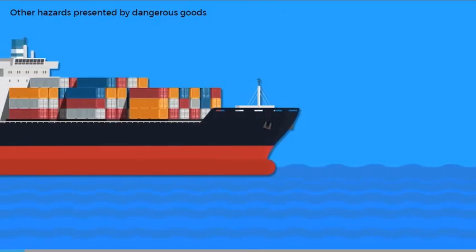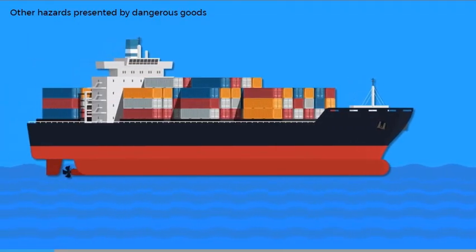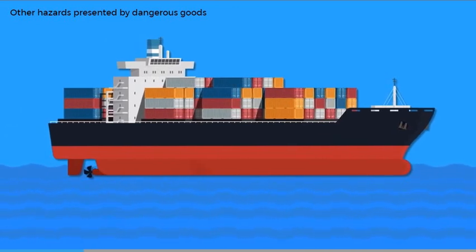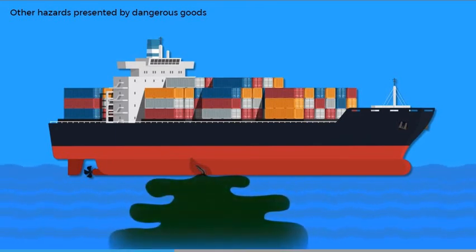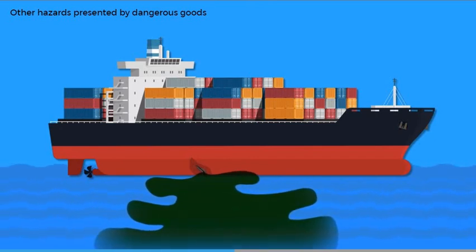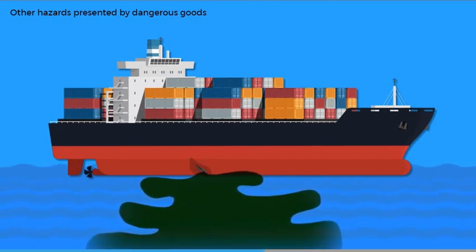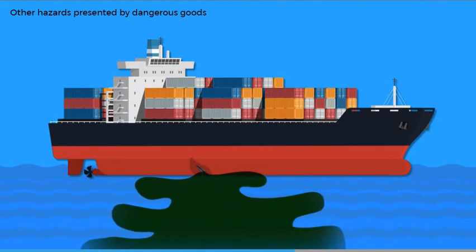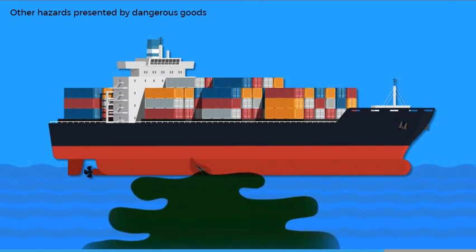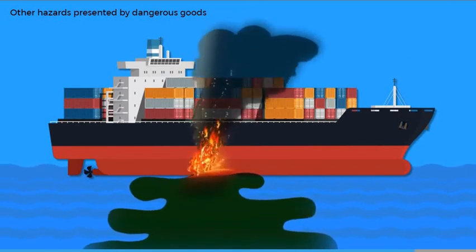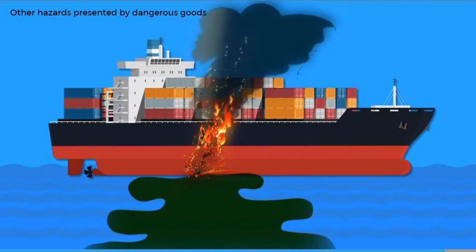Other hazards presented by dangerous goods include leakage of goods onto the ship's structure, causing it to be damaged or weakened, and leaking into the sea, polluting the marine environment and causing widespread damage to the local marine ecosystem. There might also be chemical reactions with other dangerous goods. They might become chemically unstable, or incompatible goods could react with water, all of which can generate heat, fire, and toxic vapors.